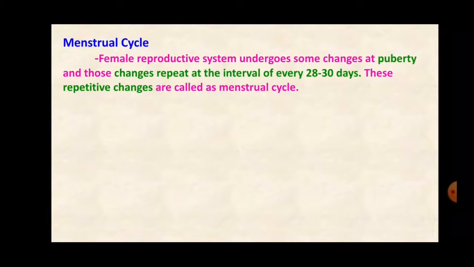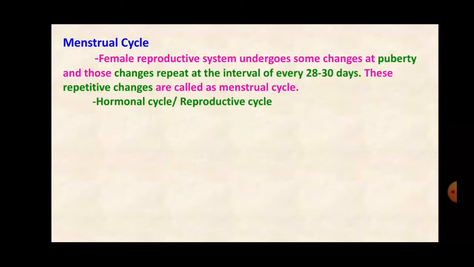If you go by the definition, it is like this: the female reproductive system undergoes some changes at puberty, and those changes repeat at an interval of every 28 to 30 days. These repetitive changes are called the menstrual cycle. We have also studied that this cycle stops at a particular age, which is called menopause. Clear? Now we shall see what this menstrual cycle is and how it is important.